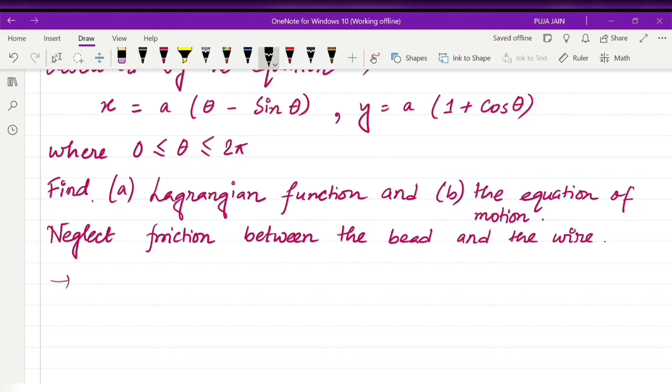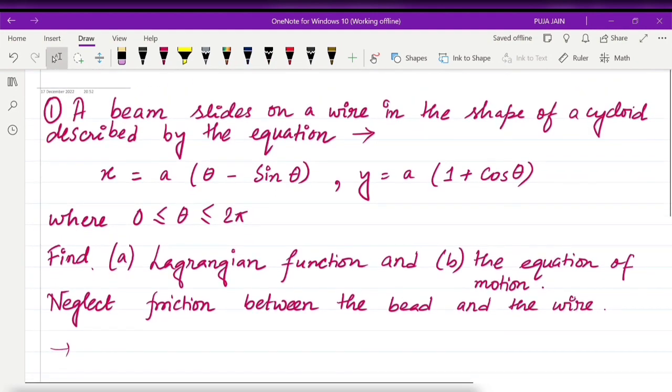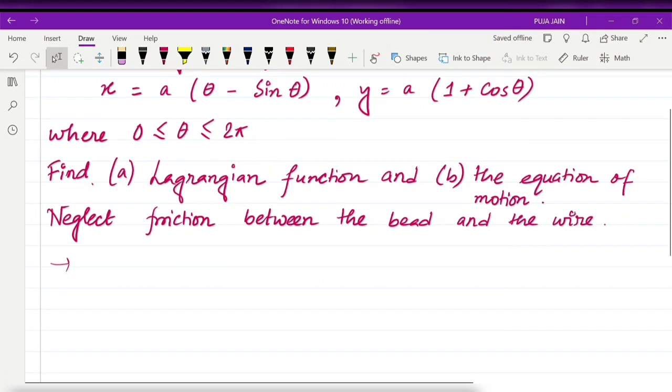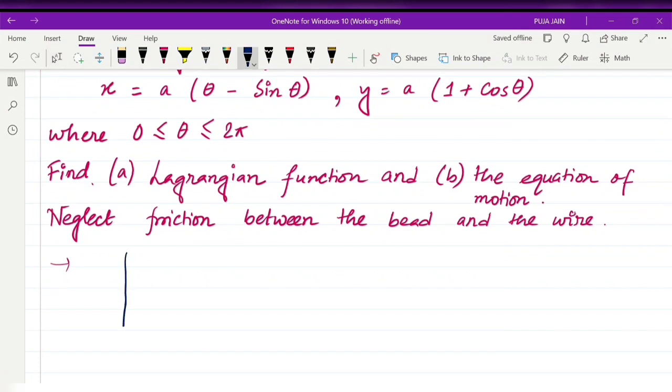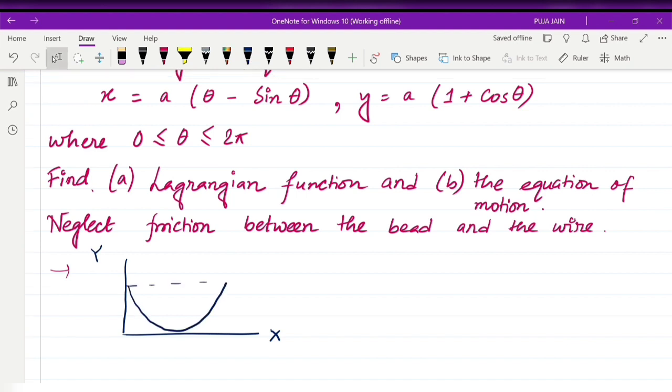They have said that a bead is sliding on a wire which is in the shape of a cycloid. So let us draw. This is our x coordinate, this is y coordinate, in the shape of a cycloid. Okay, so let us consider at any instant of time t, the particle is at a point Q.